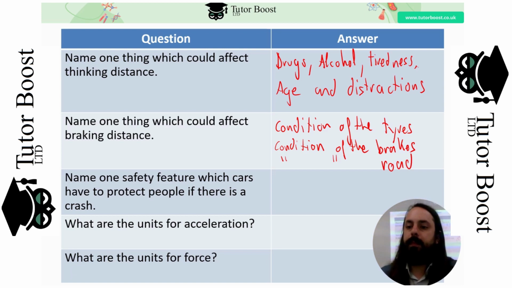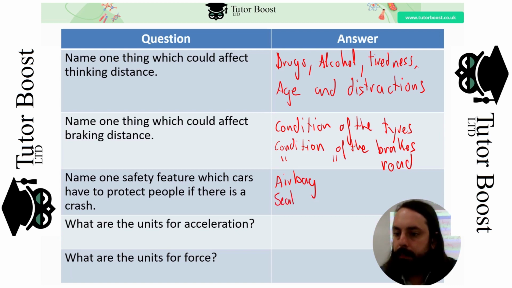Okay. Name one safety feature which cars have to protect people if there is a crash. Well, there are three main ones. So all of them will try to reduce the force of the impact by increasing the time of the collision. So what can increase the time of the collision? So you could got airbags, you got seat belt, and you got the crumple zone. Don't worry, we will be covering all of this later.